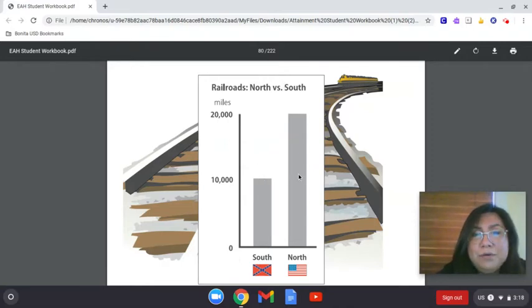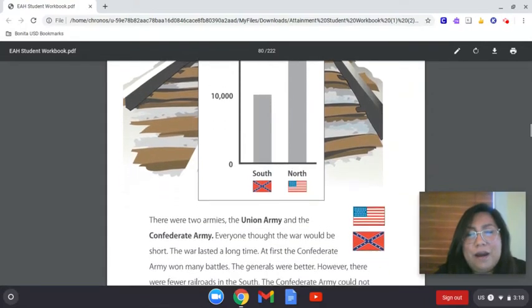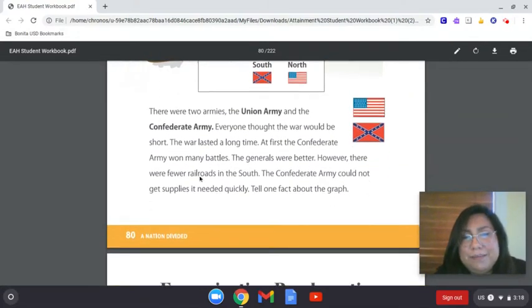Who had the most miles of railroad? If you said the north, you are correct. The north had about 20,000 miles of railroad, while the south only had 10,000 miles of railroad. Now let's continue our lesson by reading the passage.